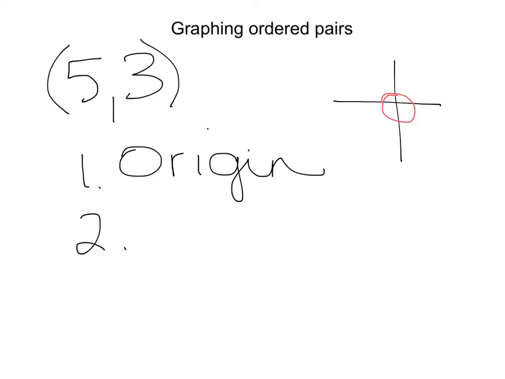So we start there, and then you move whichever direction the x-axis tells you to go. So if it is positive, we move to the right. If it's negative, we move to the left. So for this particular example, you would move 5 places to the right.